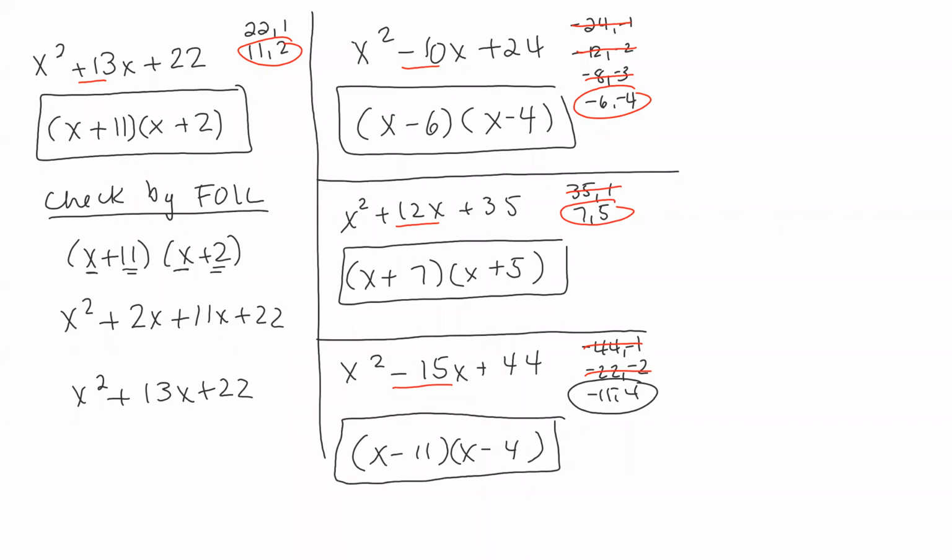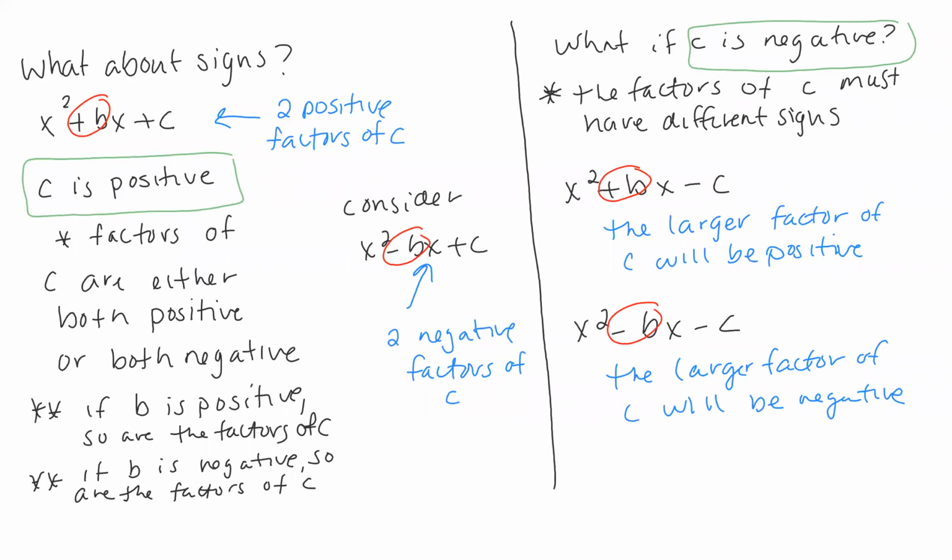Okay, now on the next slide, we're going to look at the same types of examples, but this time C will be negative. And just remember, if C is negative, we're looking for factors of C that have different signs. So let's look at x squared plus 7x minus 18. C here is negative, so we've got C is negative 18. And remind us, what happens when C is negative?